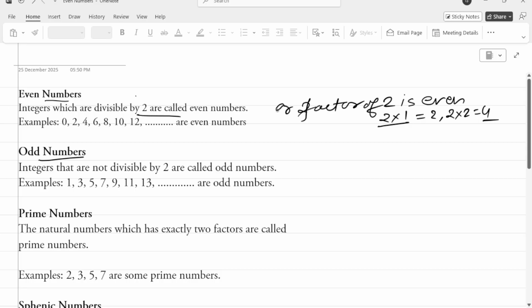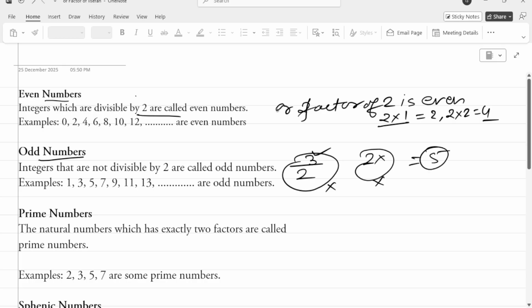Second, odd numbers: integers that are not divisible by 2, or are not a factor of 2, are odd numbers. For example, 3 is not divisible by 2, so 3 is an odd number. And for example 5, that is not a factor of 2, that is an odd number. Okay, now move to the next, prime numbers.